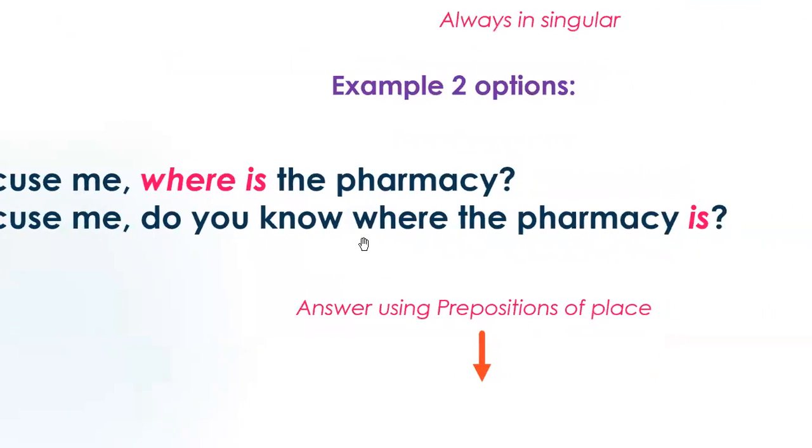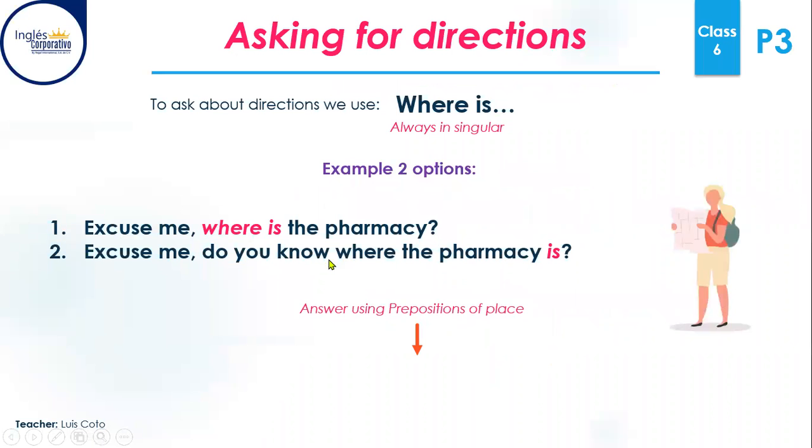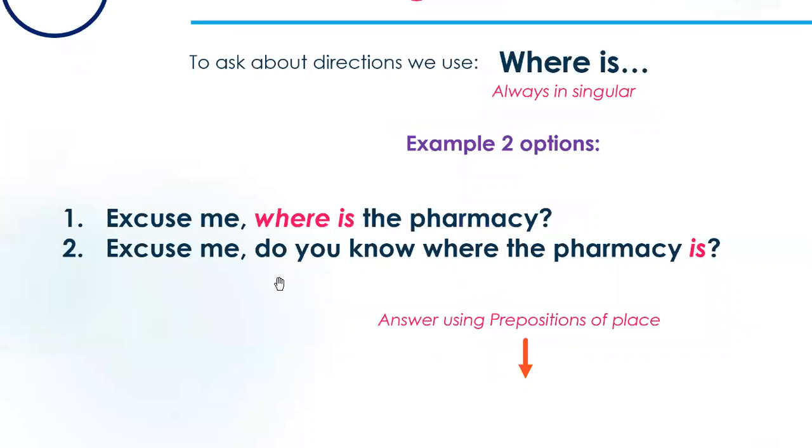"Do you know?" But when you have "do you know," the verb to be goes, se va para, to the end, al final. To the end, correct. Because you cannot have two questions in the same sentence in this case. No se puede, dos preguntas. "Excuse me, do you know where is the pharmacy?" No, it would be incorrect for this exercise.